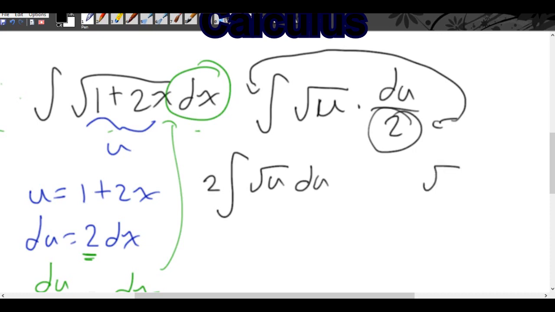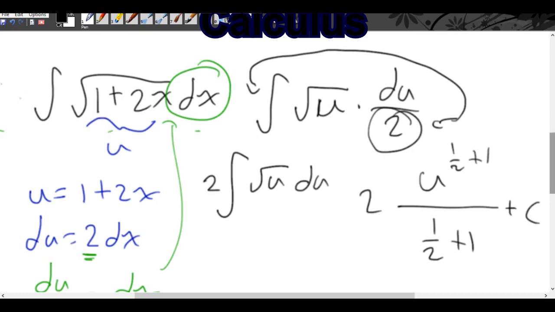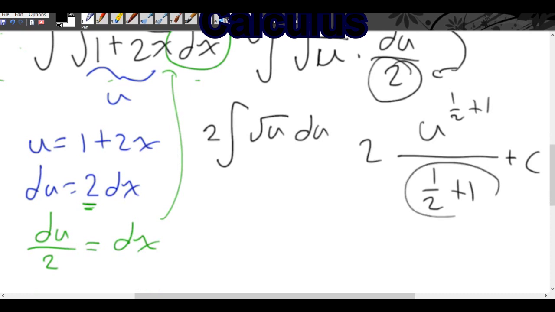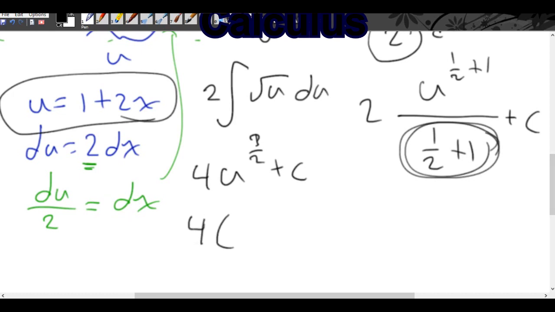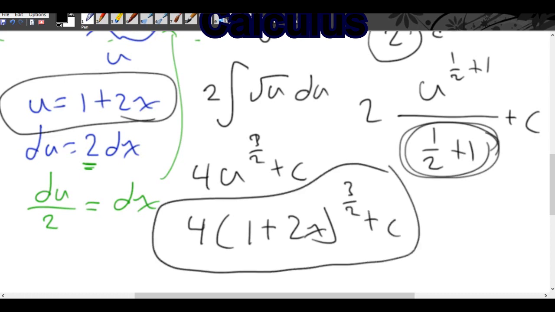And the integral of the square root of u is u to the power of 1/2 plus 1 over 1/2 plus 1, plus c, times 2. By the way, this is going to be a 2 here, so it will give us 4 times u to the power of 3/2 plus c. And our u here, remember, is 1 plus 2x, so in that case we're going to have 4 times (1 plus 2x) to the power of 3/2 plus c. And right here is our solution.